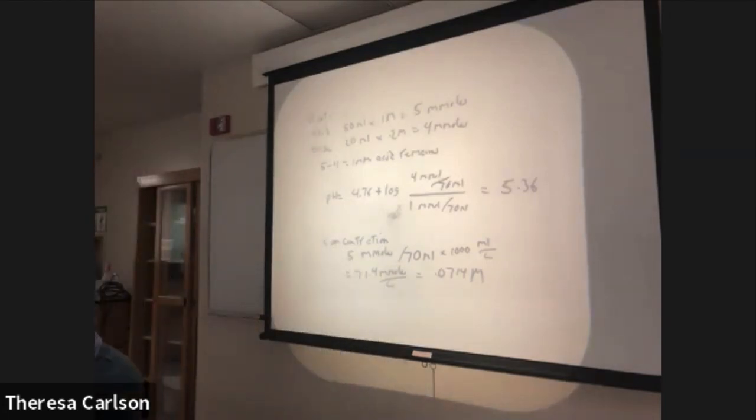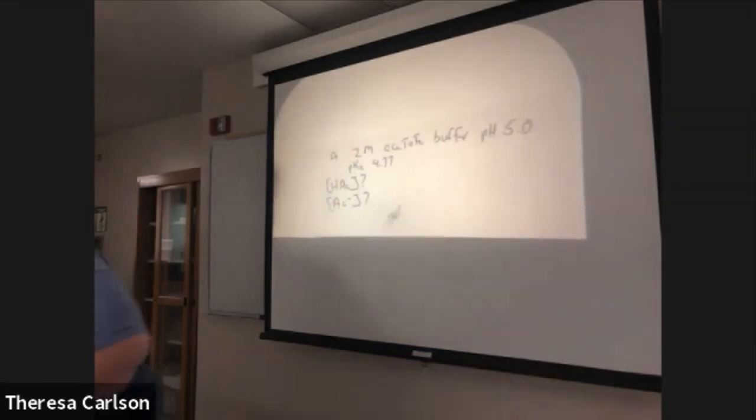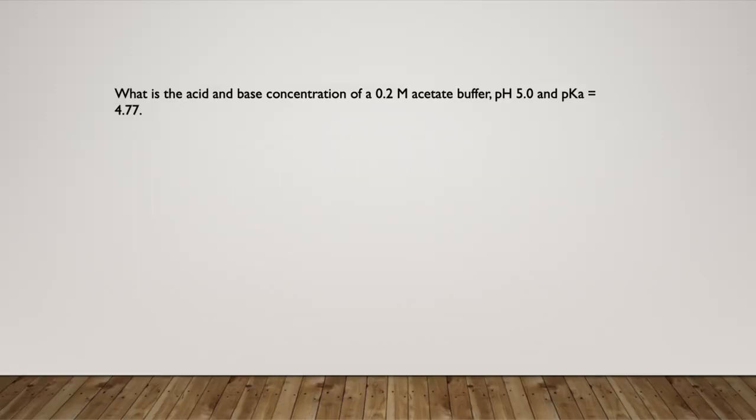Another type of problem that we can give you is a 0.2 molar acetate buffer, which is pH 5.0. And we want to know, well, if we have a 0.2 molar acetate buffer that's pH 5, and the pKa of acetate is 4.77. I know I said 4.76 a minute ago, but I just used 4.77 for this problem. And we want to know what the relative concentrations of these are.